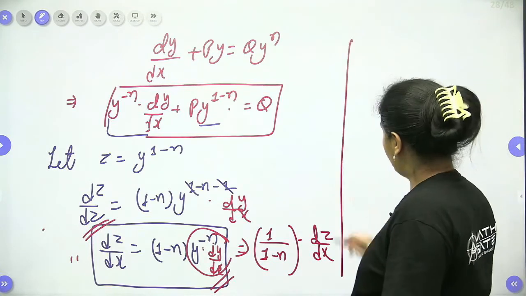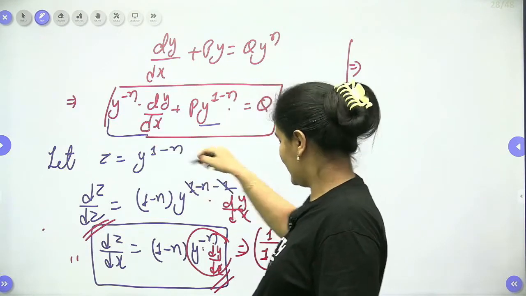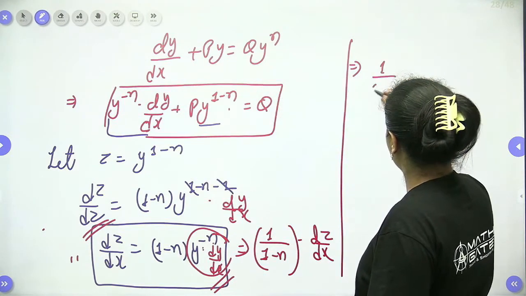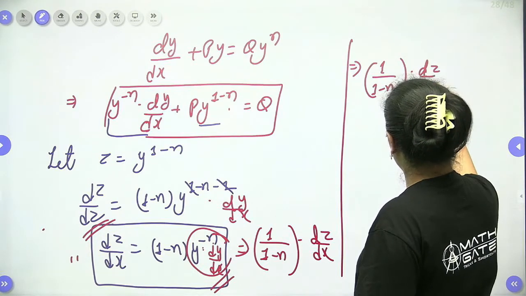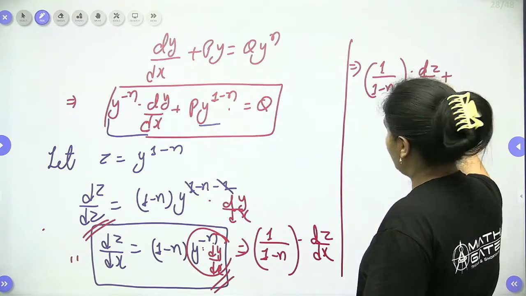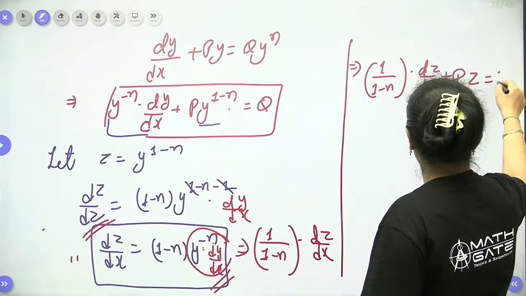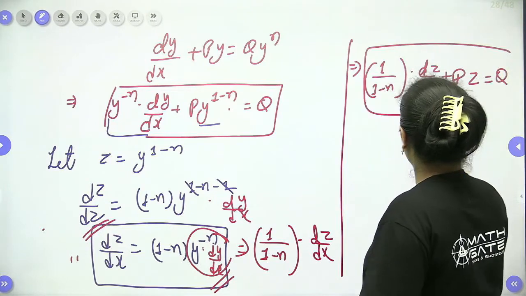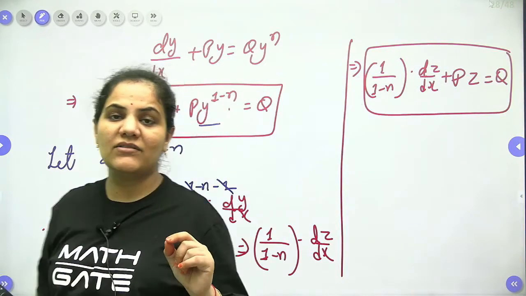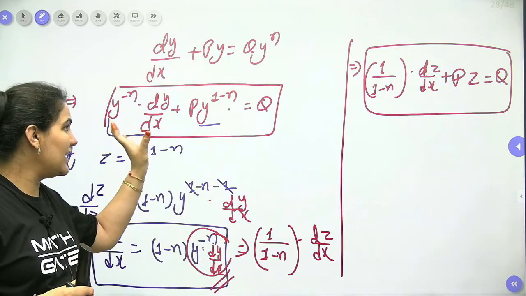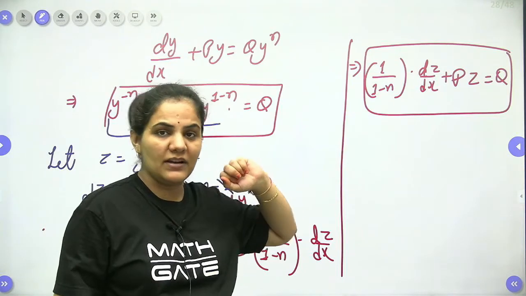So when we substitute, dear students, it will become what? Y power minus n dy by dx will be 1 by 1 minus n into dz by dx, plus p, and y power 1 minus n is nothing but z, is equal to q. Now your equation is looking like this. As I already told you earlier, the equation was in the form of y and x. Now it's in the form of z and x, including p and q.